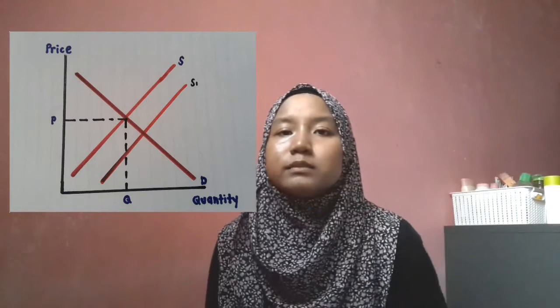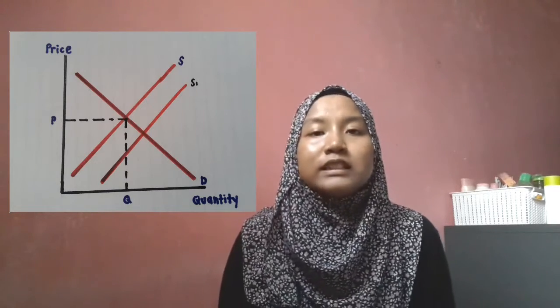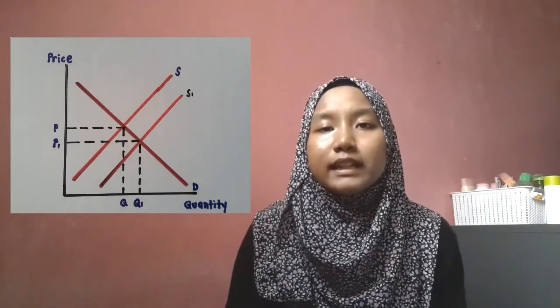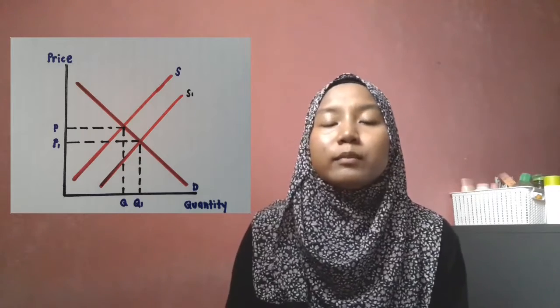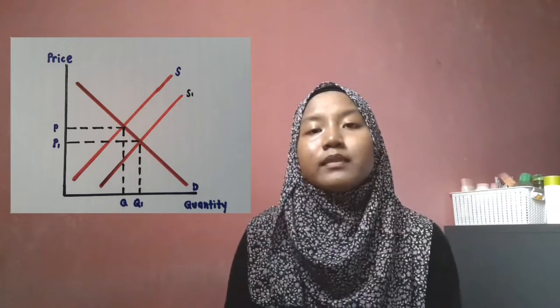The previous equilibrium price was P and the quantity was Q. Moving the supply curve from S to S1 leads to a change in the equilibrium price and quantity. The equilibrium price falls from P to P1 and the quantity increases from Q to Q1. The increase in supply has increased the quantity of the product.